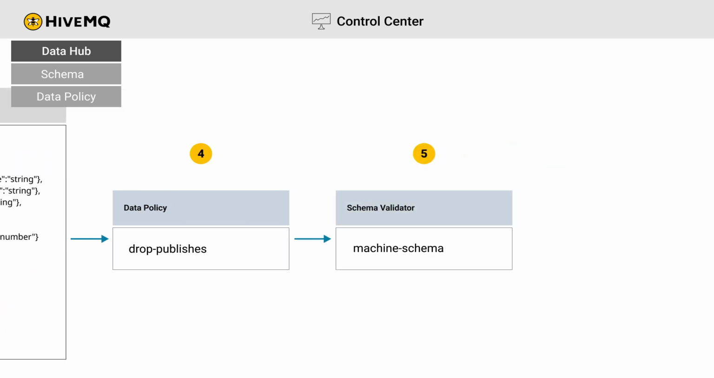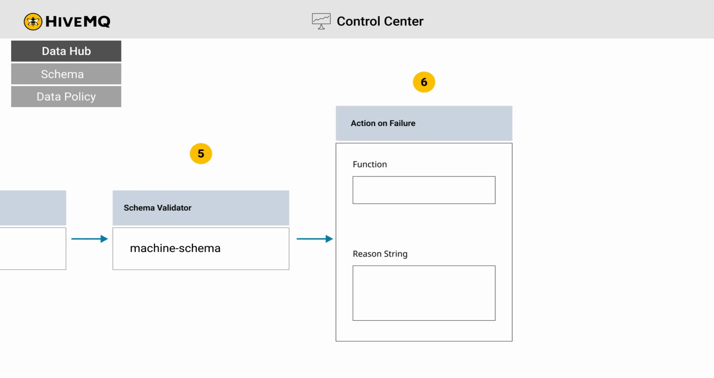In the last step, we are going to address the issue of missing feedback. Under action on failure, we define a specific reaction to failure events. Choose a function to drop MQTT messages. Now enter a meaningful message into the text area labeled with reason string. This defines the feedback message MQTT clients get. The first part is an arbitrary string. The second part interpolates the validation result.